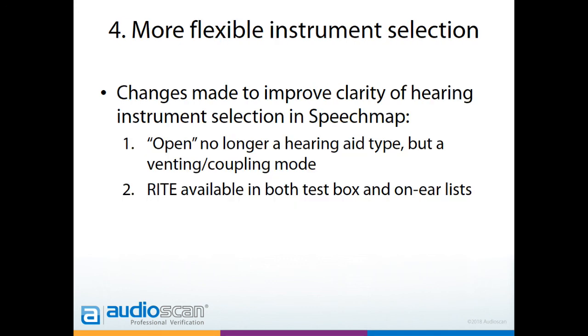The instrument selection screen in SpeechMap has been revamped in the Verifit 2 to make choices a little more clear. In the past, the user would select Open as an instrument type in on-ear SpeechMap to initiate the Open protocol in testing. In TestBox SpeechMap, there was a receiver in the ear option, but if a RIC product was to be tested on-ear but with an occluded or mostly occluded coupling to the ear, the user would have to select BTE.